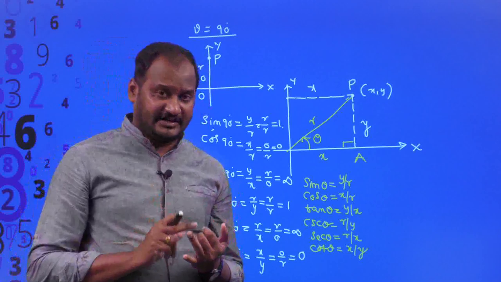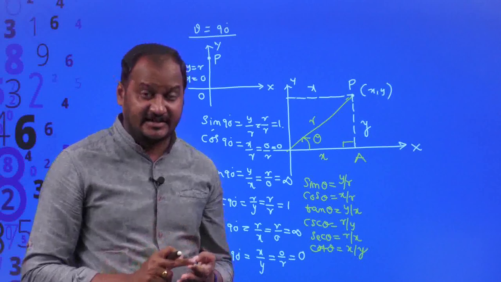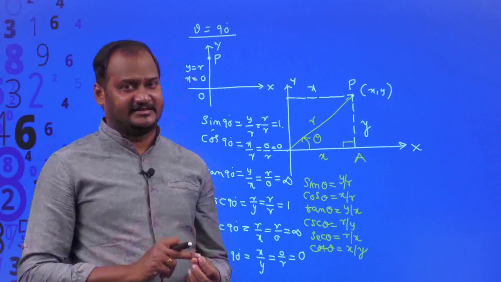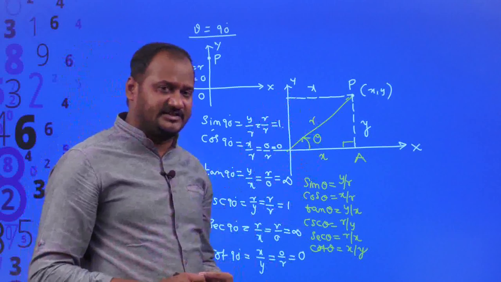Theta is equal to 30 degrees, theta is equal to 45 degrees, theta is equal to 60 degrees and theta is equal to 90 degrees. Okay. So, this is the way of deriving the values of all 6 trigonometric ratios.